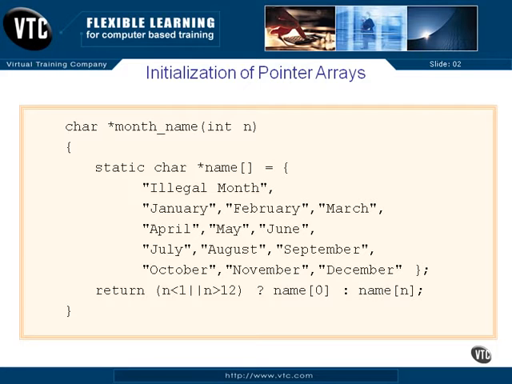Now, at first glance, this probably looks to you just like the multi-dimensional array initialization that we just did in the previous video, but this is not. This is an initialization of a pointer array. Notice that with our static character pointer here, we have a name array, but there's only one dimension to it. This is not really a multi-dimensional array. This is an array of pointers.